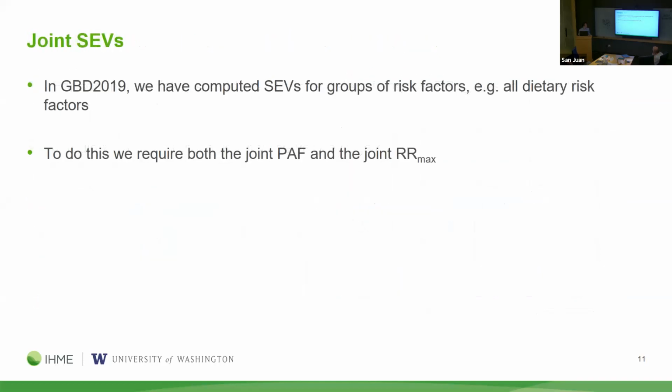Okay, so let's move on to joint risk, which Chris mentioned earlier. So in GBD 2019, we've moved to also computing the joint SEV, so the SEV for groups of risk factors. In previous cycles, we've only done these for individual risks. So to go back to the earlier formula, what we then require is the joint population attributable fraction and then the joint maximum relative risk.